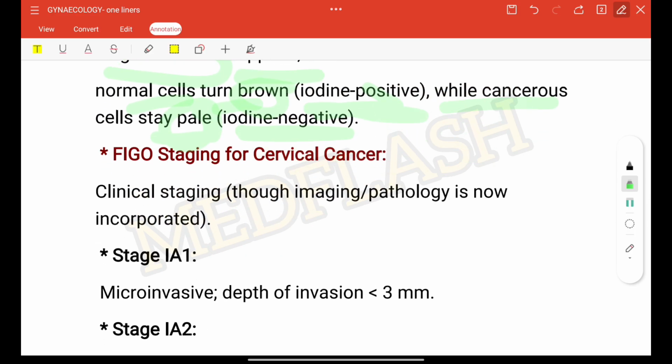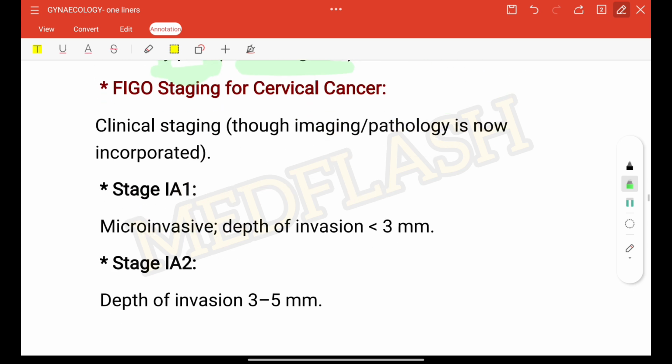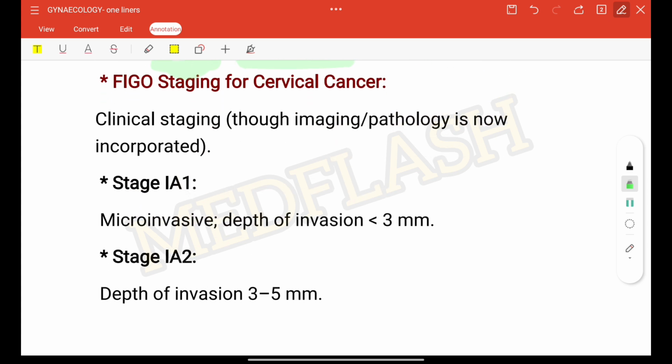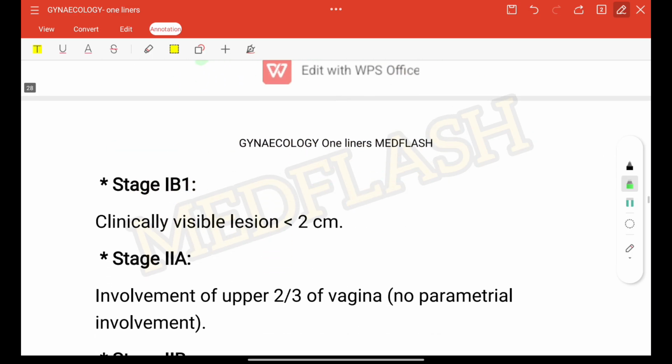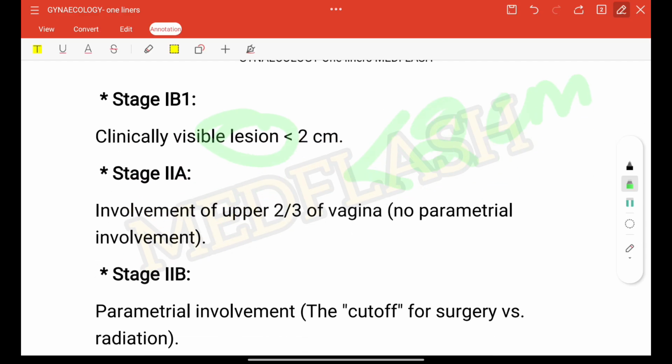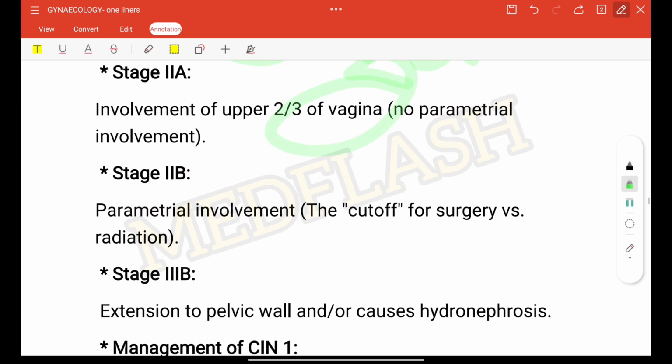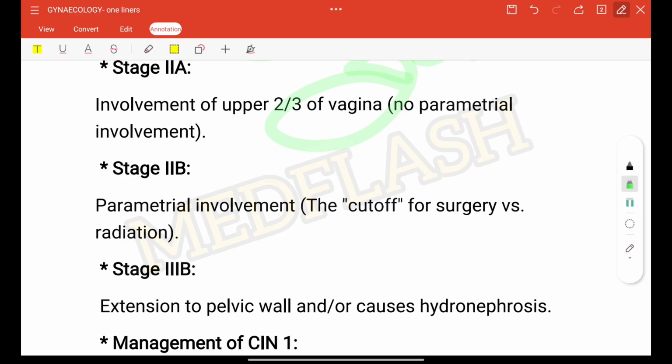FIGO staging for cervical cancer. Stage 1A1 is microinvasive, with depth of invasion less than 3 millimeters. Stage 1A2 depth of invasion is 3 to 5 millimeters. Stage 1B1 is a clinically visible lesion less than 2 cm. Stage 2A is involvement of the upper two-thirds of the vagina. Stage 2B, parametrial involvement.